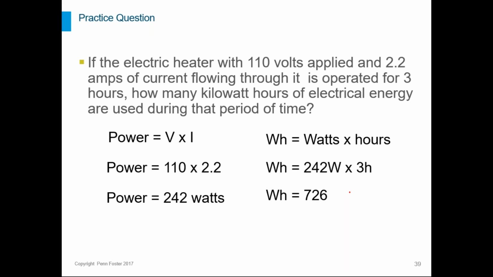But again, we usually use kilowatt hours when talking about selling electricity. So to find kilowatt hours, you just take your watt hours and divide by 1,000, and you get your final answer of 0.726. So yeah, this one is a lot of steps, but they're pretty simple steps. We've got our power formula, then we take our watts and figure out how many watt hours that is, and then convert that to kilowatt hours.